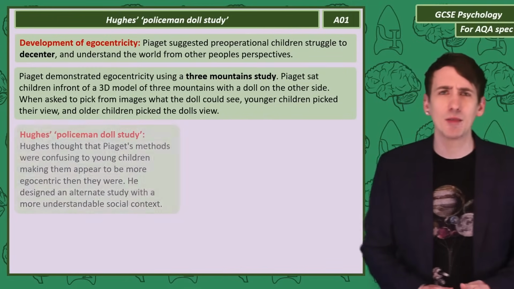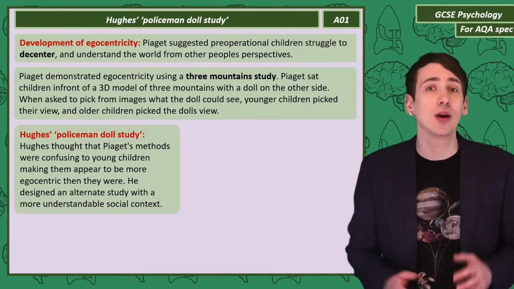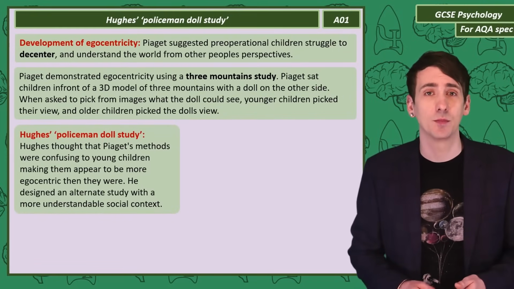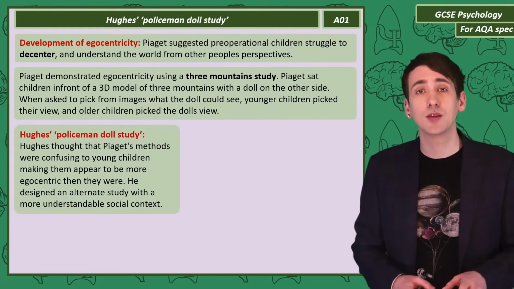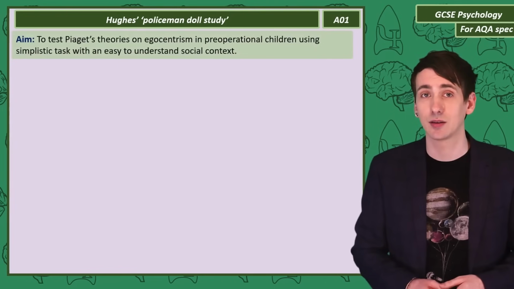But Hughes thought that the 3 mountains task was confusing to young children, and made them appear more egocentric than they actually were. So he designed a study to test Piaget's theory with a more understandable social context.